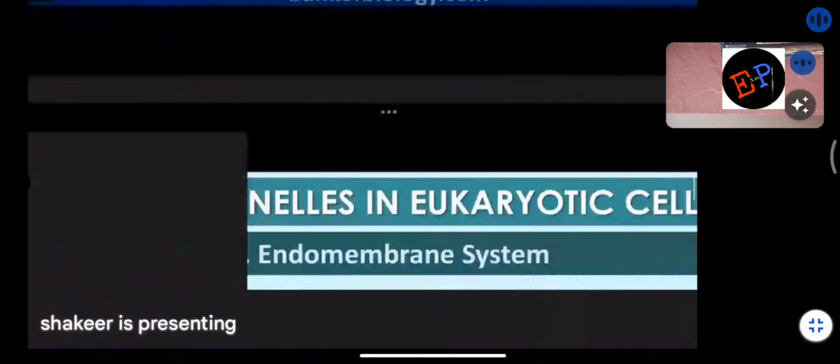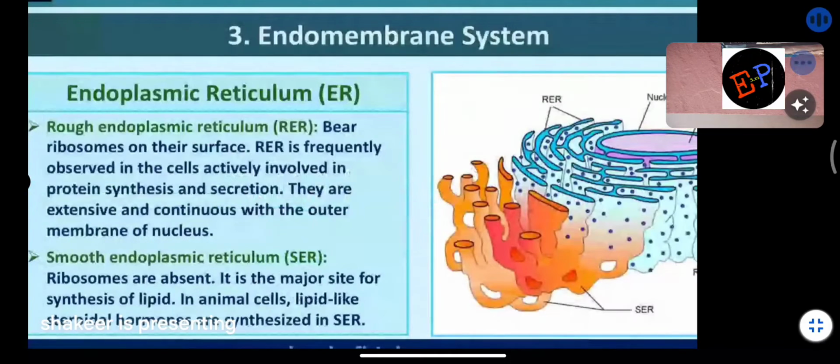Rough endoplasmic reticulum bears ribosomes on its surface. It is frequently observed in cells actively involved in protein synthesis as well as secretion. So these are the two functions of rough endoplasmic reticulum. Proteins are synthesized, and secretions are also done.